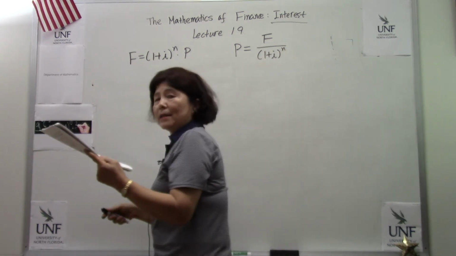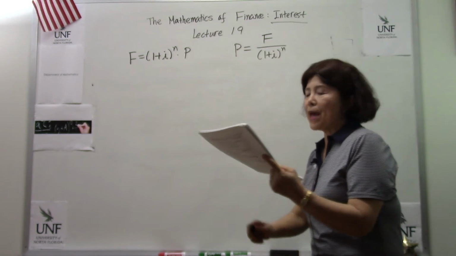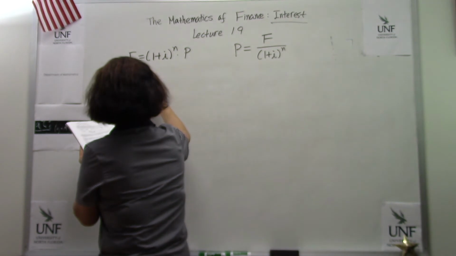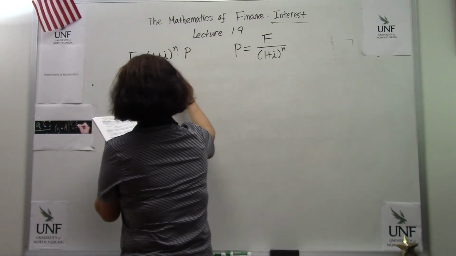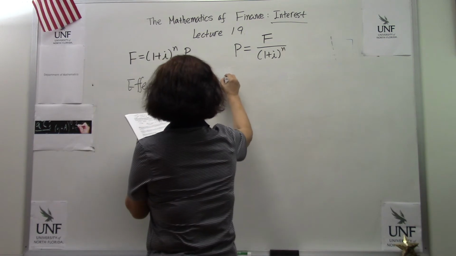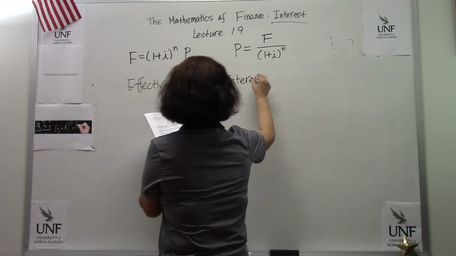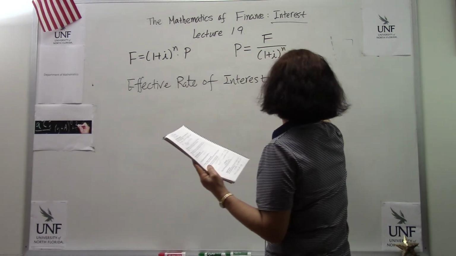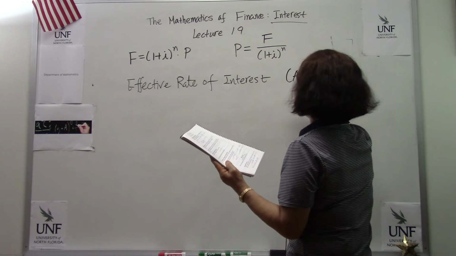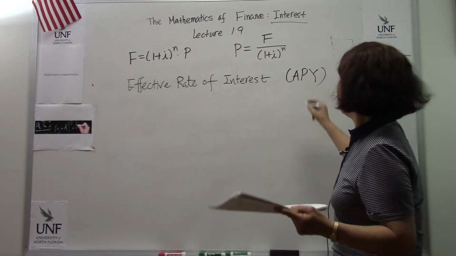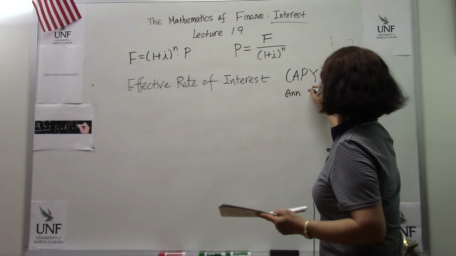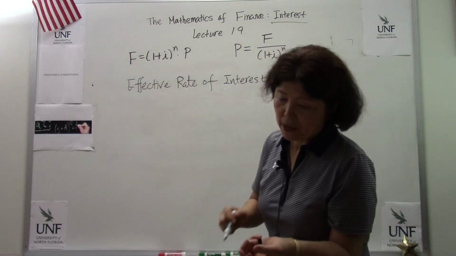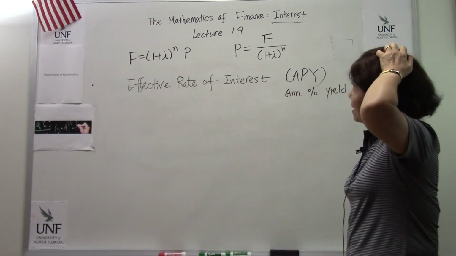The next concept is effective rate of interest. When you see an advertisement from a bank, they are going to say annual percentage yield, APY. Everything is in the book. Annual percentage yield, that's the language they are going to use. So what's the concept?